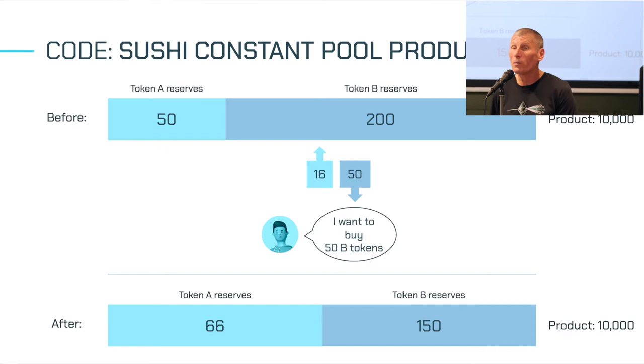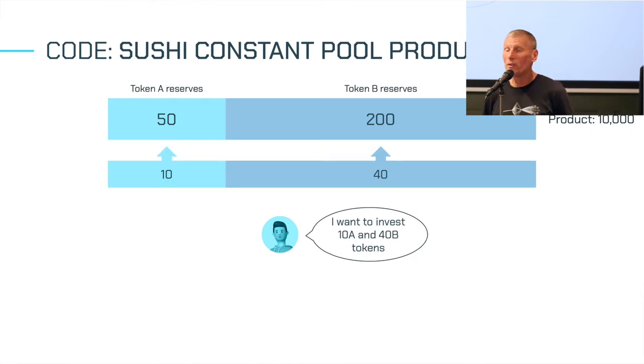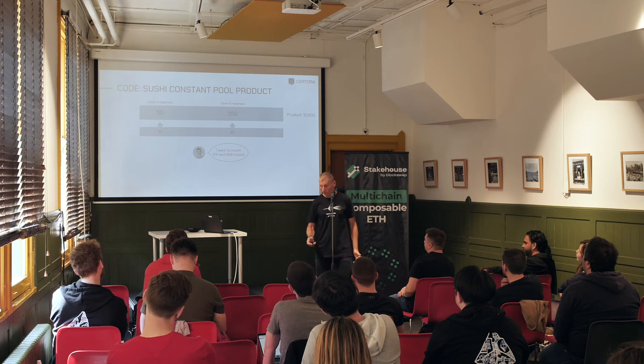It gets more complicated when you are providing new operations. Okay? So one interesting operation is investment, because investment has to do with the number of shares. Okay, here, for example, you are investing 10 A tokens and 40 B tokens.